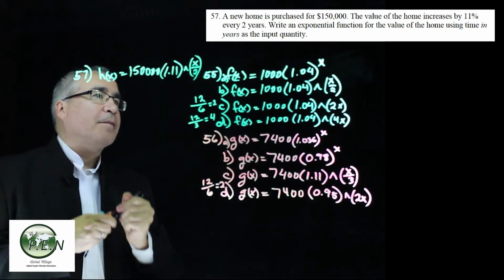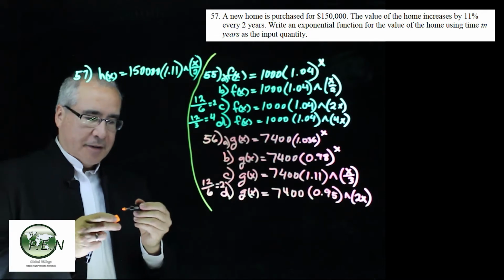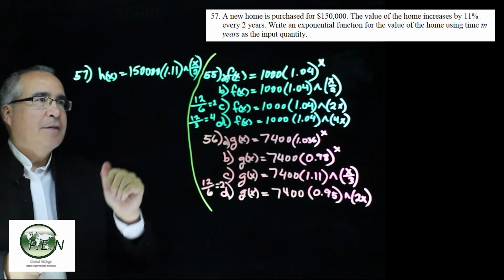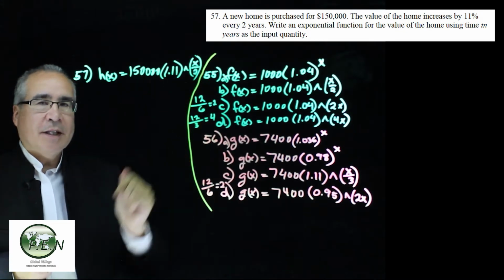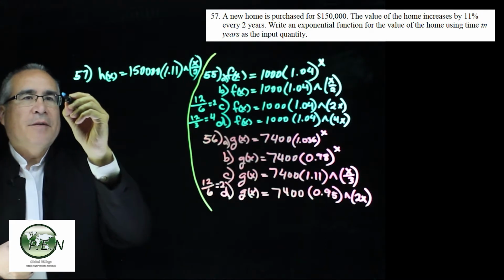Let's see if this will help. Okay, so beginning value 150,000, increasing by 11%, and I look here, oh, but it takes 2 years for that increase to happen. Let's come over here with 58.